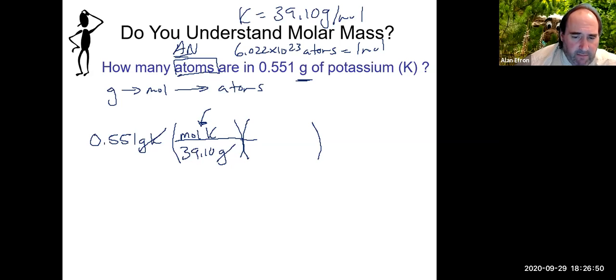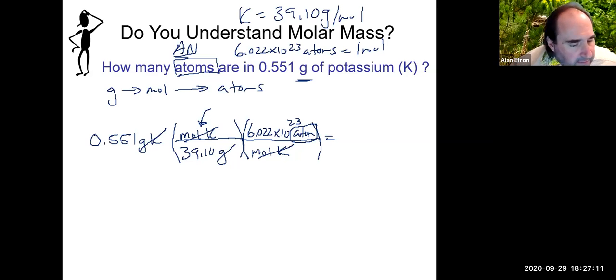So right now my moles are on top, so I want to get rid of them. So I'm going to put the moles of potassium on the bottom. Avogadro's number is going to go up on top. And since we're just dealing with potassium, it is going to be an atom here. Moles are going to cancel. The only unit left standing at this point is atoms.